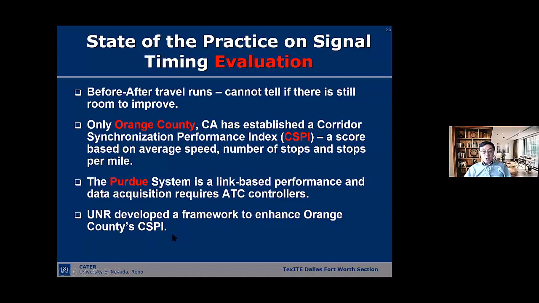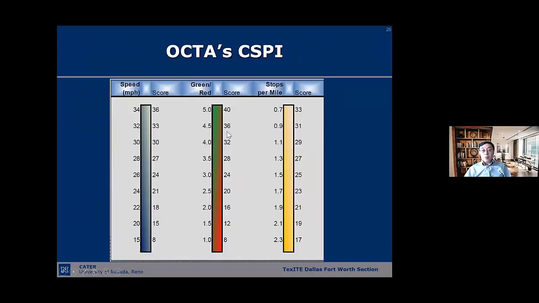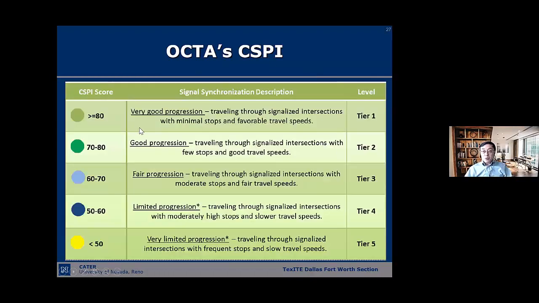And here at UNR, we also developed a framework, something similar to Orange County's performance index. These are the things I want to show you. This is Orange County's, based on speed, based on green per red, and this is really the stops per mile. So for each one you get a score, right? These are the speeds, and then these are the corresponding stop scores, right? Based on that, you classify the corridors by tiers. For example, if you achieved 80 or above, that's very good progression. There's no need to do signal retiming. On the other hand, if it's less than 50, then it's pretty bad. You may need to look at the signal timing.